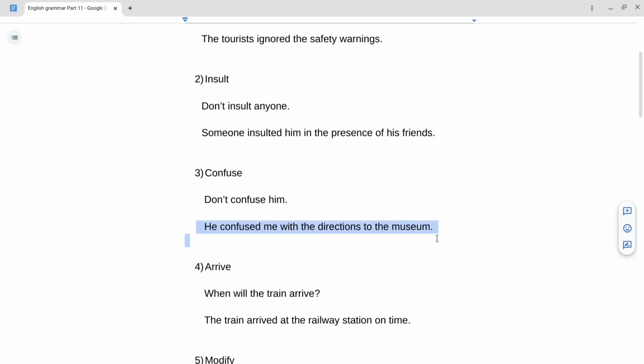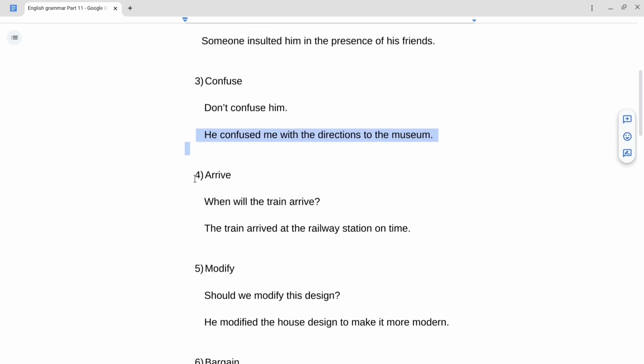You can read the sentence here. He confused me with the directions to the museum. I wanted to go to the museum. So I saw someone and I asked him the directions. He agreed to help me, but he confused me with the directions to the museum. So he gave me some directions, but they were not really clear. The way he gave me the directions was confusing to me. So I was not really clear about that. Okay. So confused, the past form is confused.